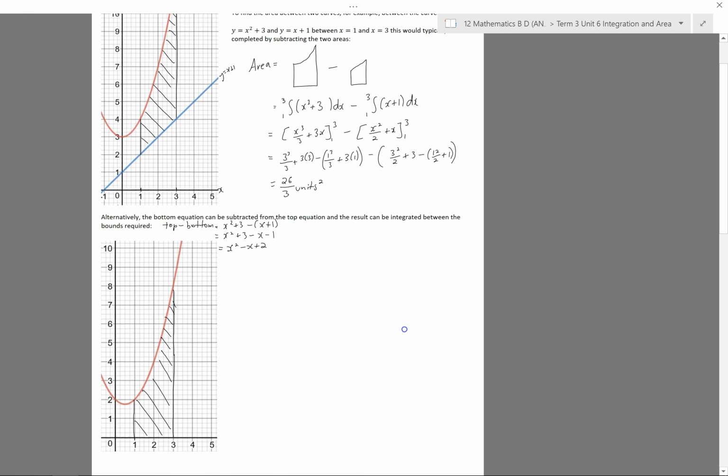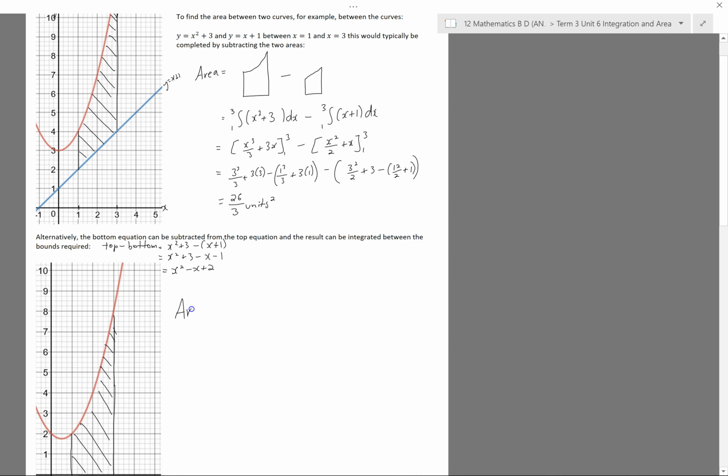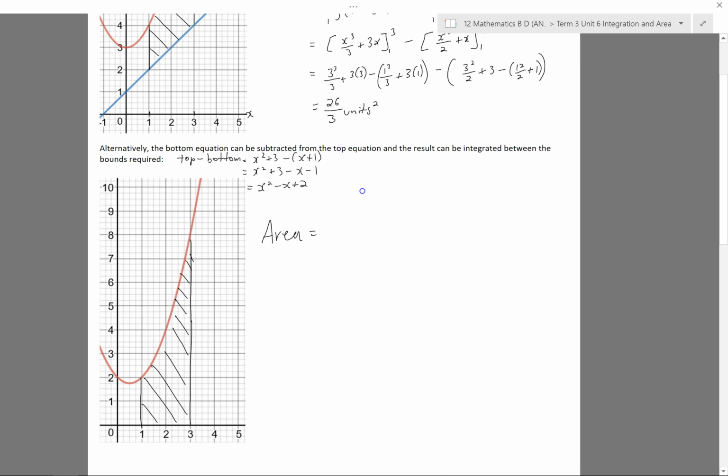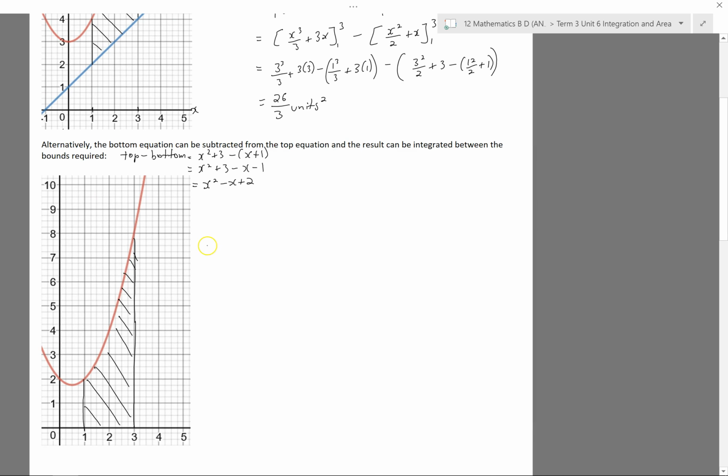Just to make sure this process works, I'll just verify this. The area will be the integral between 1 and 3 of this new top minus bottom function, x squared minus x plus 2. Perform the integration. And then substitute in the bounds and evaluate.